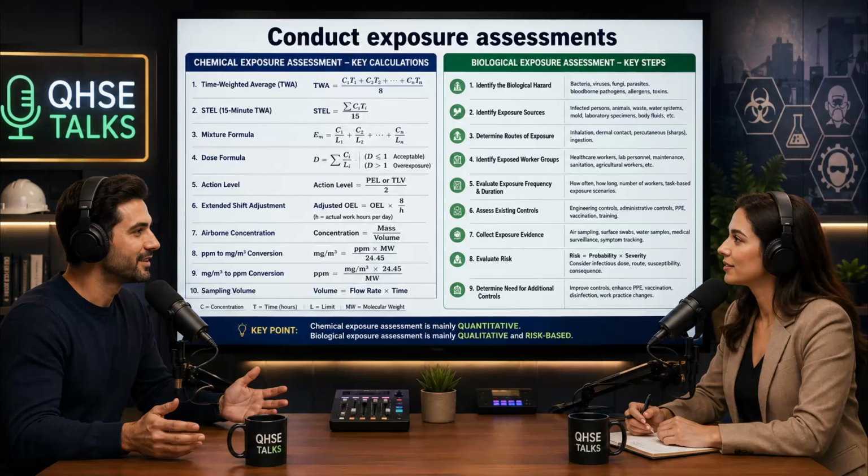And then you send it to a laboratory where they use gas chromatography to rip the chemicals off the charcoal and weigh them with extreme precision. Yes, and it gives you a highly accurate 8-hour TWA or a 15-minute STEL. But there has to be a catch. Well, because they rely on natural physics rather than a forced air pump, badges have critical environmental vulnerabilities.